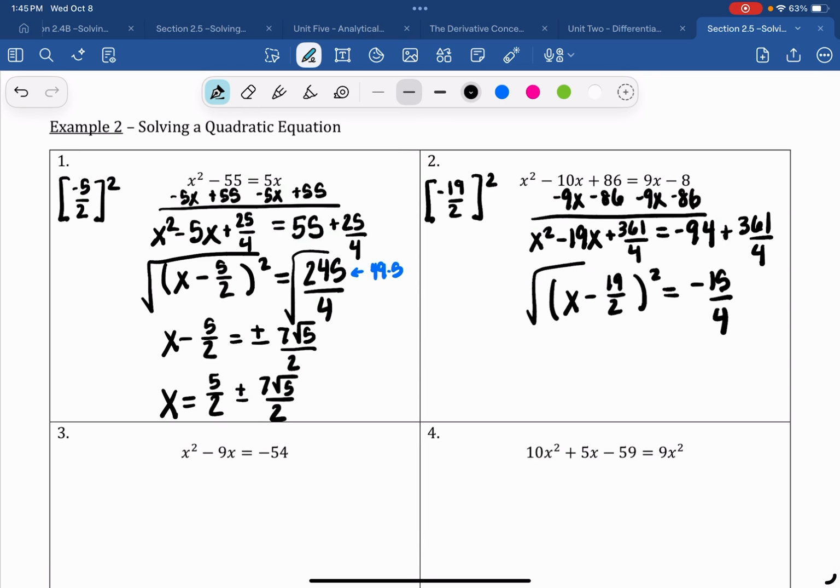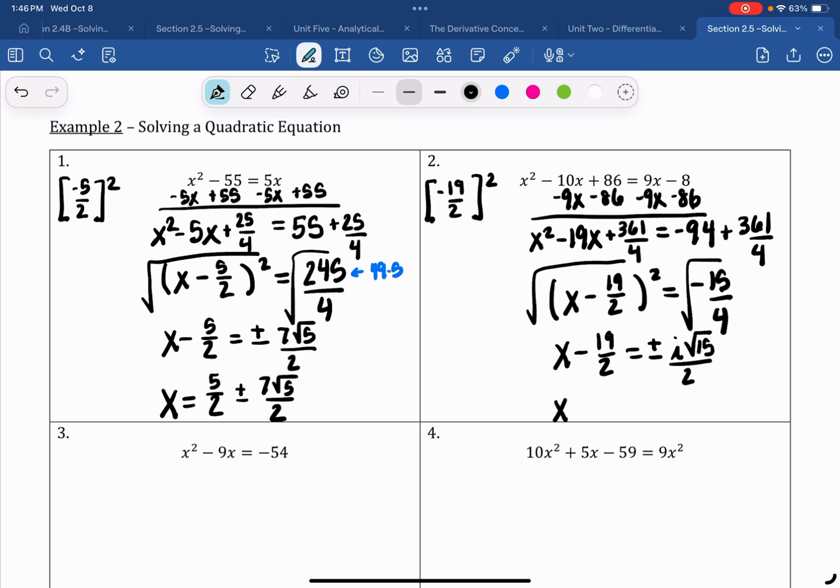We're going to take the square root of each side. That leaves us with x minus 19 over 2 equals plus or minus, because we took the square root. The square root of 15, that can't be broken down. It's just 5 times 3 or 1 times 15, so no perfect square goes in. We can take an i to the outside. So we have i square root of 15 over, and then square root of 4 is 2.